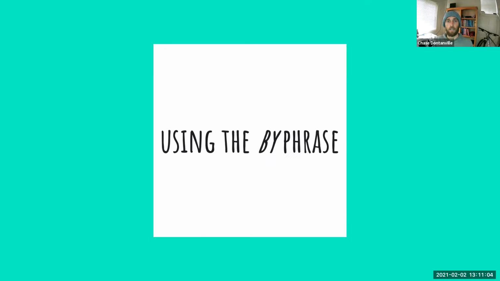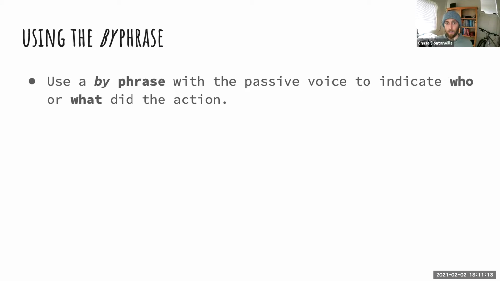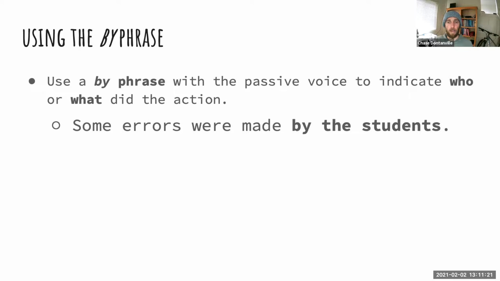So let's talk about using the by phrase with the passive. Use a by phrase with the passive voice to indicate who or what did the action. Some errors were made by the students. So we have the passive voice, were made, and by the students tells us who made the errors.